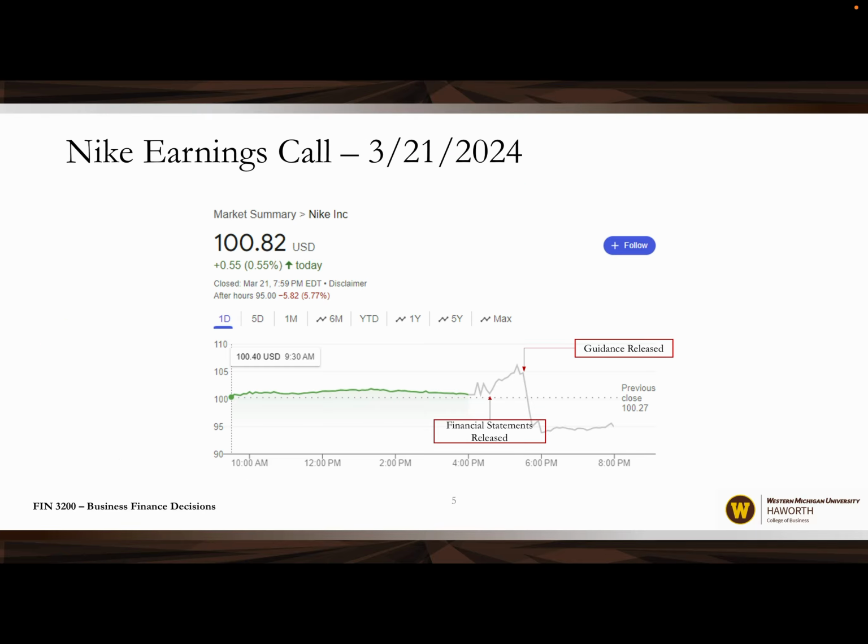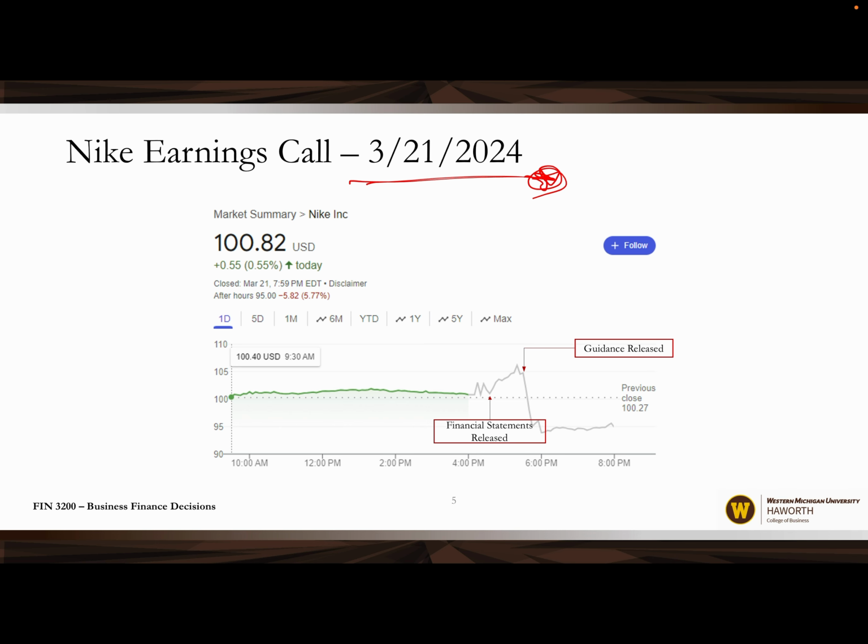Just a couple examples. This was a couple years back. Nike had an earnings call, and if I remember correctly, at this point, I'm just trying to show you how quickly the market prices adjust based on information, based on newly updated information.